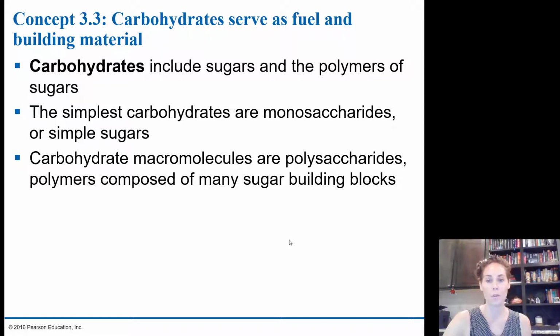So carbohydrate macromolecules are polysaccharides, polymers composed of many sugar building blocks. So in a carbohydrate, the monomer would be a monosaccharide. When you put a whole bunch of monosaccharides together, it makes a polysaccharide, which is the macromolecule.